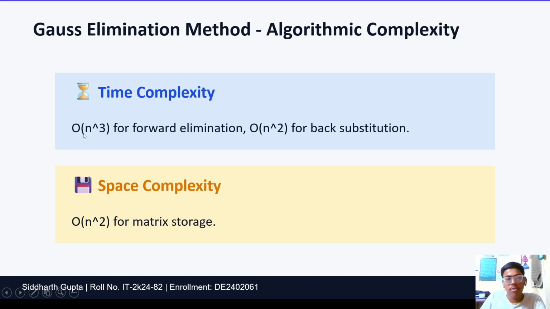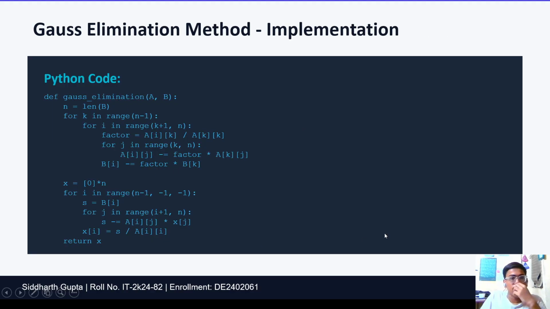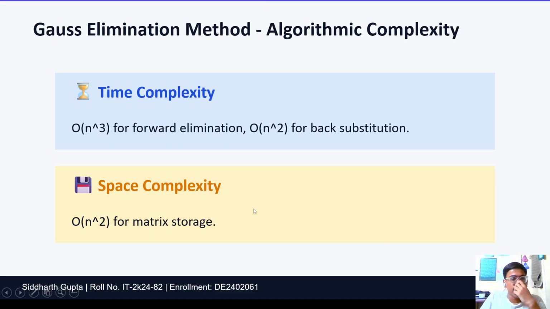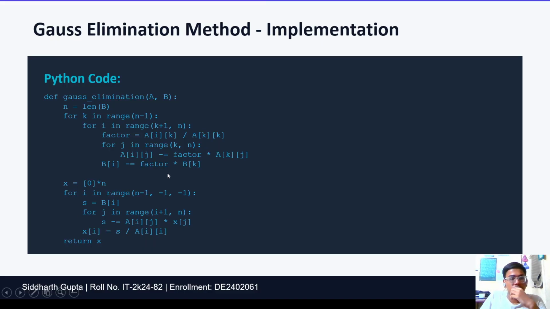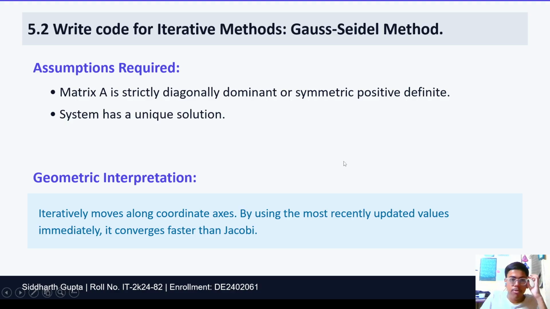So for forward elimination, or you can say for the triangularization part, the time complexity will be big O of n cube, and for back substitution it is big O of n. So you can clearly see from the loop part. The space complexity will be big O of n square, for matrix storage, you will store the matrix here. So space complexity will be big O of n square.